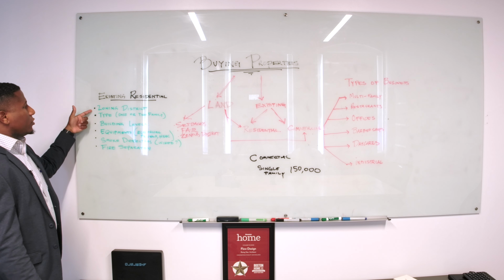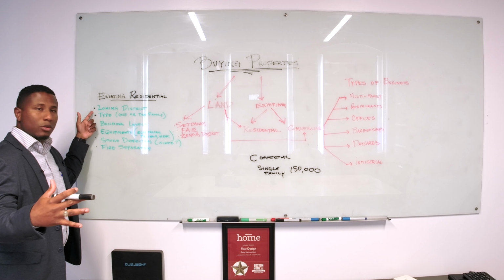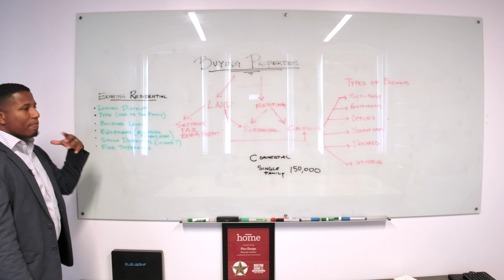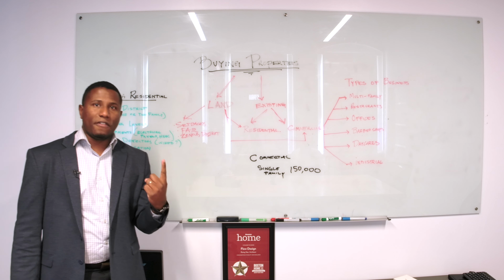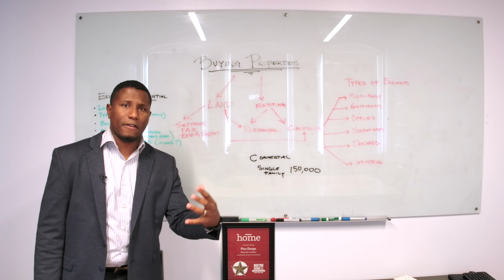So now that you understand the zoning district of the house that you're trying to develop, the next major thing you need to understand is what type of building it is. Is it a single family? Is it a two family? Or is it a three family or multifamily?